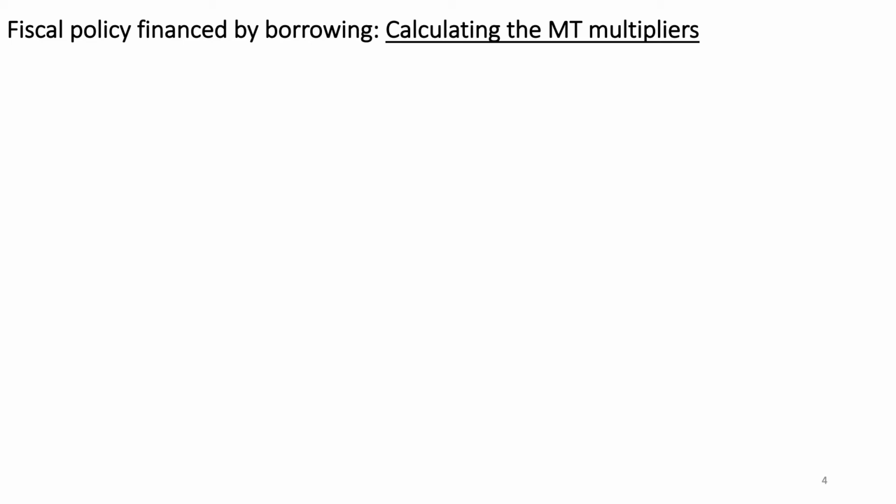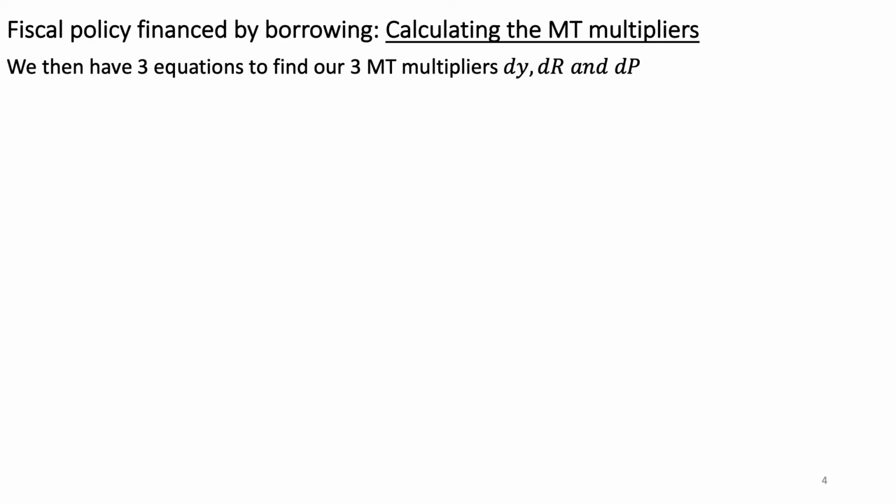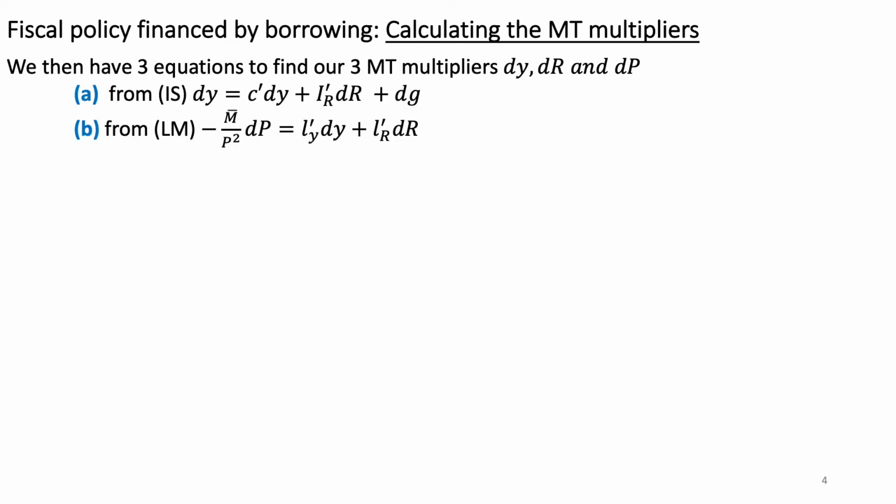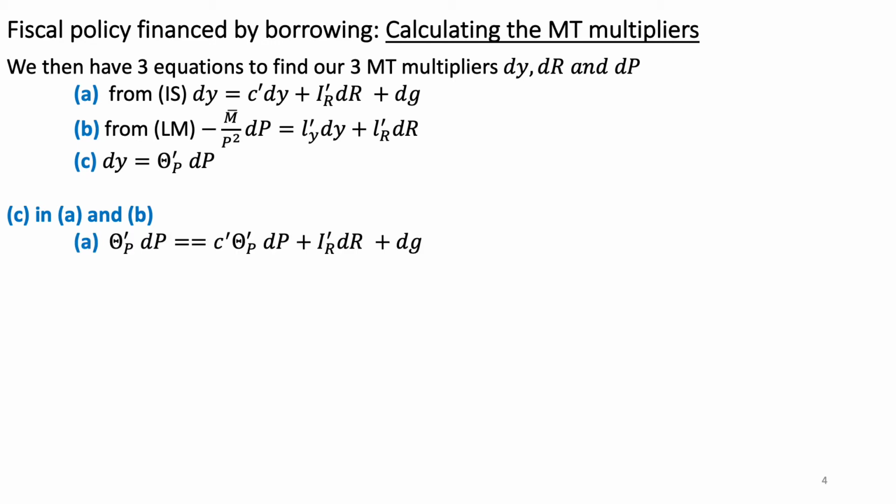From there, we now have three equations to obtain our three multipliers. IS differentiated, LM differentiated, and this last equation that we just obtained, which links dy and dp. We inject the dy that we have in equation C into equation A, which allows us to have a system of two equations with two unknowns.